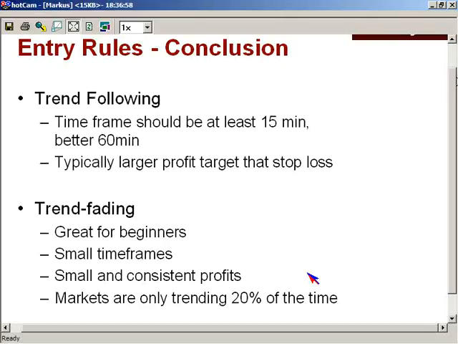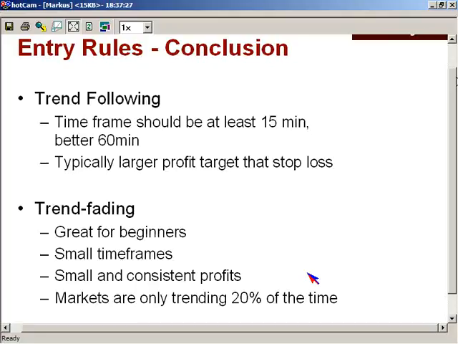But you see, entry rules, just as a conclusion, and I almost forgot that I had this slide in here. For trend following, you should have a time frame of at least 15 minutes, better 60 minutes. Typically a larger profit target than your stop loss, as said previously. For my trend following approaches, depending whether I'm trading my conservative strategy or my aggressive strategy, I might look for a ratio of 1 to 1.5 or 1 to 2.5.